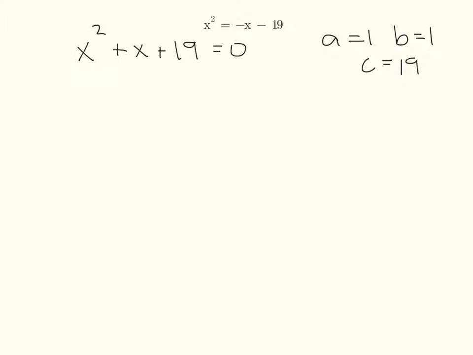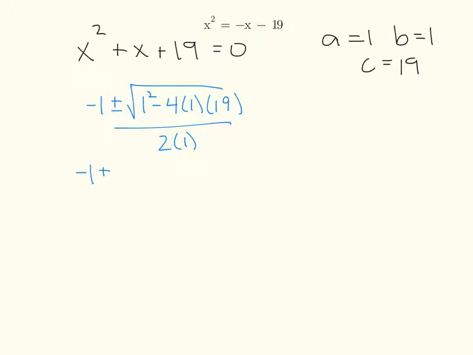So when we plug that into our quadratic formula, we'll have the opposite of b, plus or minus the square root of b squared minus 4 times a times c, all divided by 2 times a, which is 1. Alright, we'll have negative 1 plus or minus the square root of 1, and then it will be a minus here. And then 4 times 19, let's do that real quick.